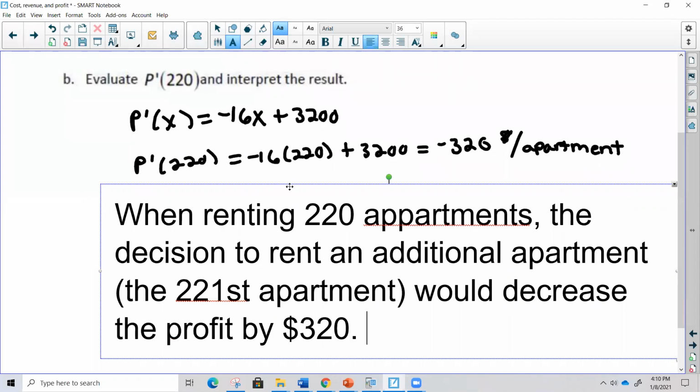So we're saying the profit, which isn't really a profit because you're losing money, but you would be losing money if you rented the 221st apartment after already renting the 220 apartments. So that would be the interpretation of it.